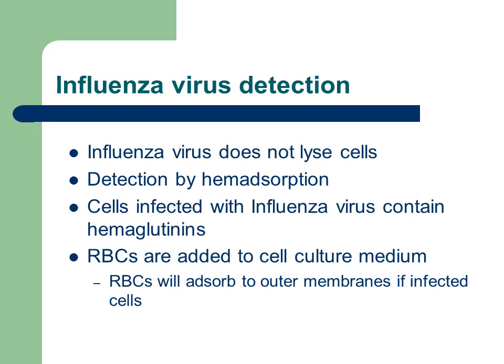Now, in order to detect influenza, the virus doesn't lyse infected cells, so you can do a hemadsorption assay. Cells that are infected with influenza virus have hemagglutinins. So if you have your cell culture with influenza virus infected cells, you can add red blood cells into the culture media, and the red blood cells will adsorb to the outer membrane of cells that are infected, and you'll be able to see it under the microscope. So that's one way you can detect influenza virus.